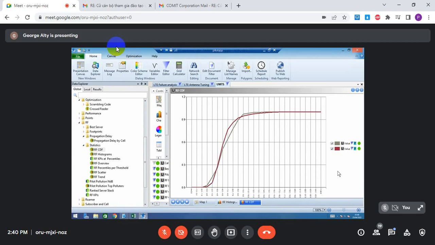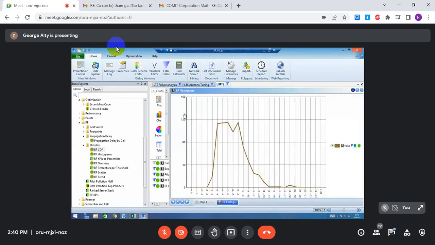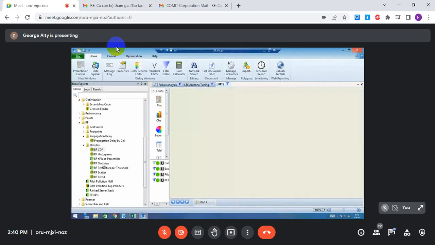Okay, RF histograms, we kind of covered that. And the default thing there was the bit I failed to pick up on at the beginning. The default value is the ECIO. There's also RF overview, which really is about looking at the distribution of your RF values. I guess this is potentially quite an interesting analysis.